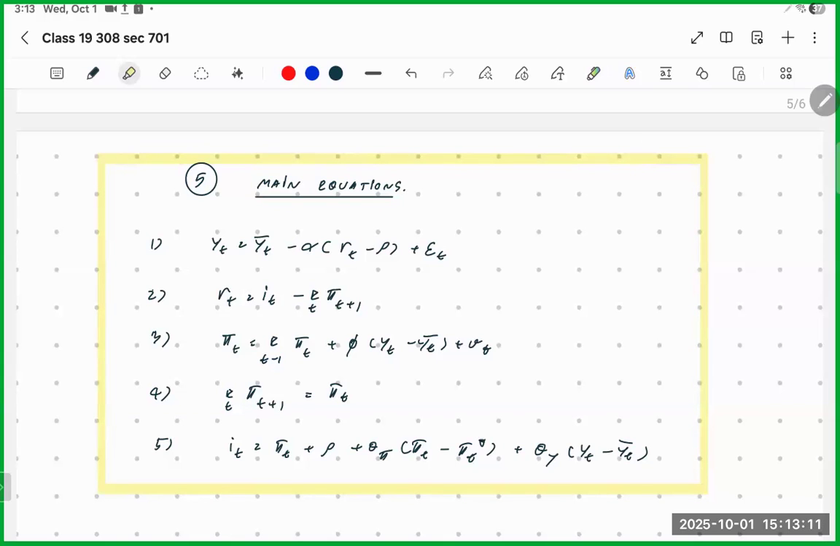So we're gonna stop here today. Next time we're gonna combine the 5 equations here to make the equation of DAD, dynamic aggregate demand, and the equation of the AS, dynamic aggregate supply.